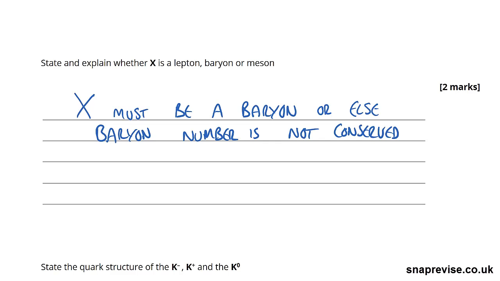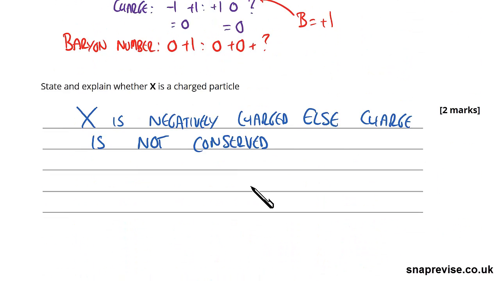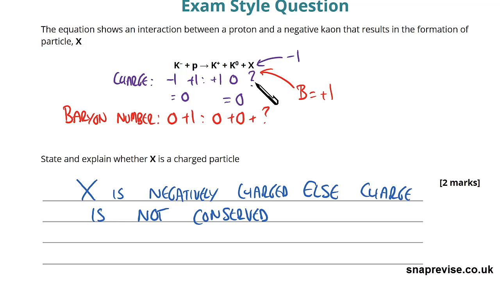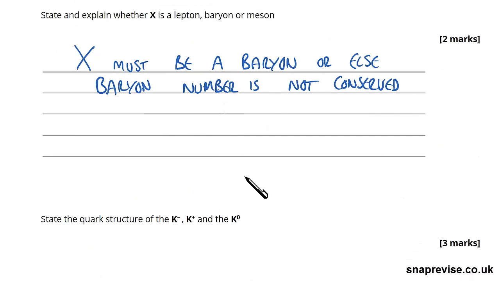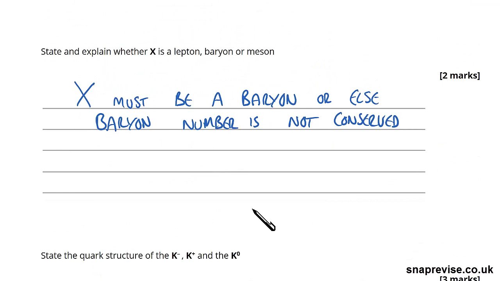Now for the second mark, first mark is just for identifying whether it's a baryon, lepton, or meson, getting that correct. The next mark you could have got simply by stating this, x must be a baryon, or else baryon number is not conserved, or x must be a baryon to conserve baryon number, something like that. Or you could have shown what we did above, a balanced equation by actually writing in the -1 or the +1 for each of these as necessary to show that the equation balanced too. But actually just writing the sentence was enough, so we went with that.